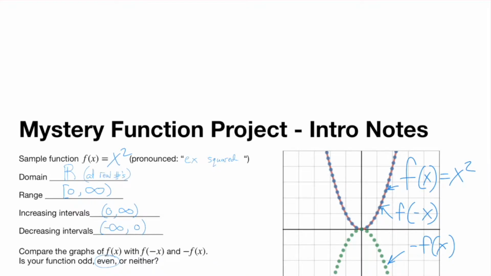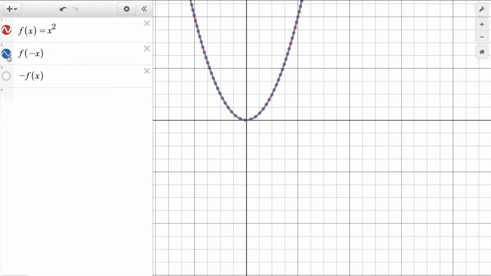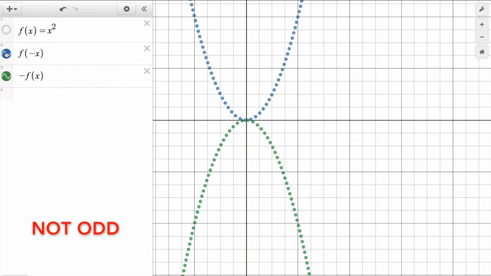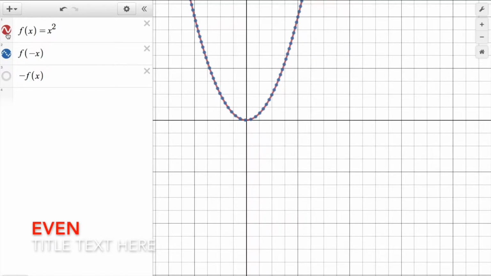You could use Desmos to figure out the increasing intervals. You can see here it's going up from 0 to infinity. All these x values, it's increasing, and on this interval it's going down. You could even use Desmos to compare the graphs of f of x with f of negative x and negative f of x. And we'd be able to see that the function f of x equals x squared is in fact an even function.